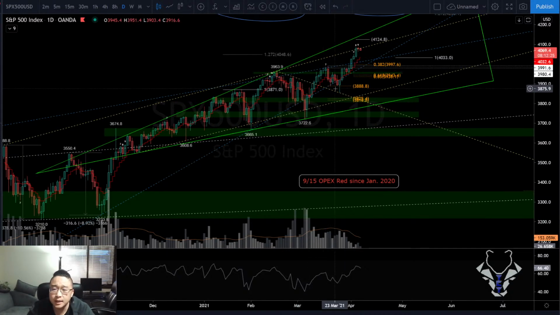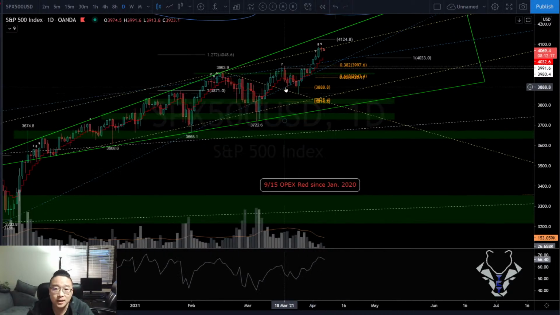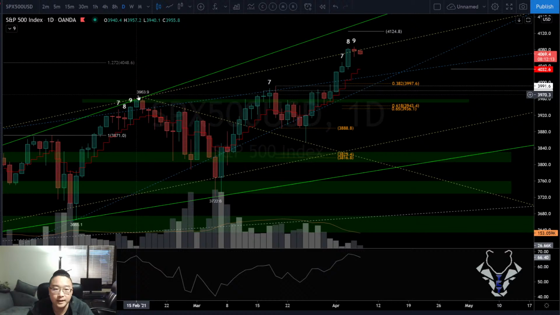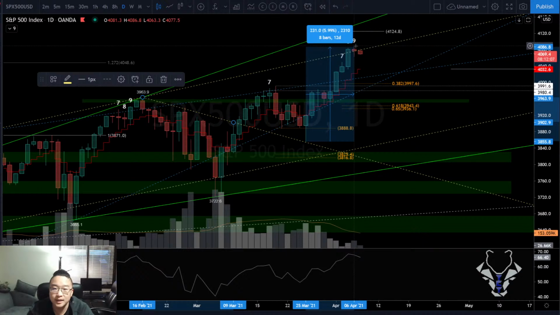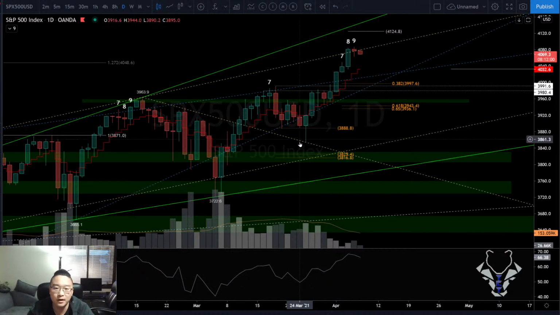So since the last time that we took a look at the charts, we bounced from the 0.5 alongside this backtest of this trend line. Since then, we have seen a 6% move to the upside. Congrats, bulls. So we exited our bear position back here.